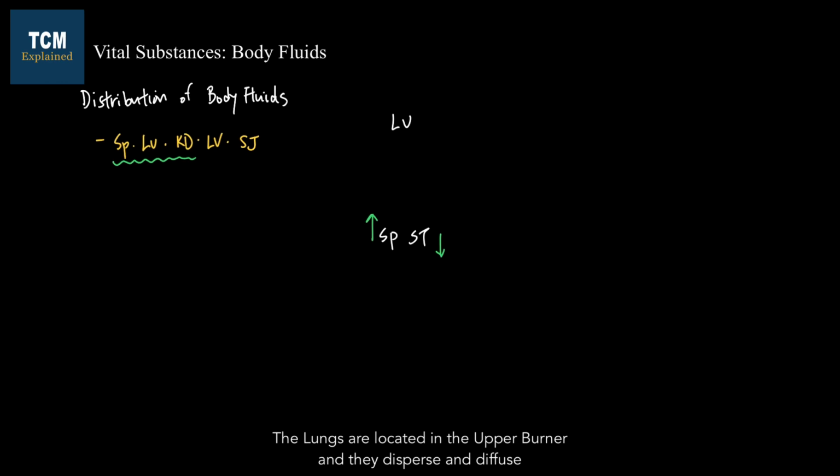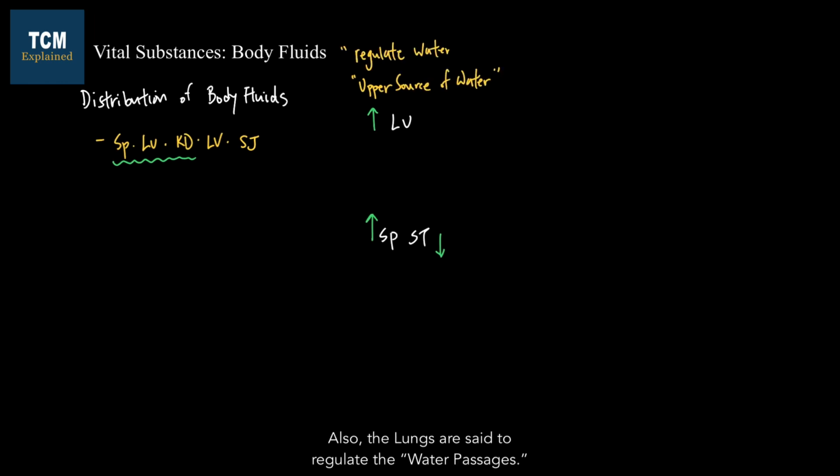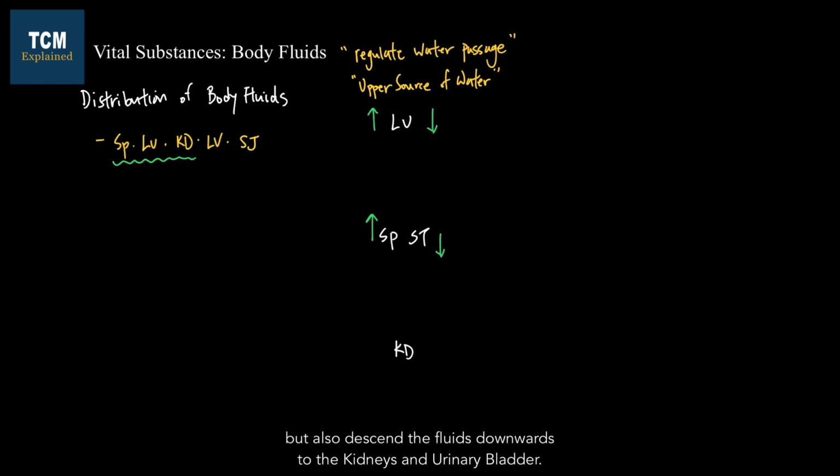The lungs are located in the upper burner, and they disperse and diffuse the clean fluids from the spleen to the exterior of the body. For that reason, the lungs are known as the upper source of water. Also, the lungs are said to regulate the water passages. The lungs not only diffuse the fluids upwards and outwards, but also descend the fluids downwards to the kidneys and urinary bladder. The kidneys are in the lower burner, and they help the qi transformation of fluids. That is why the kidneys are known as the lower source of water.